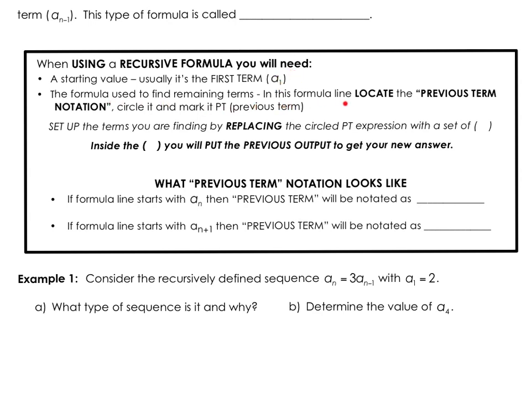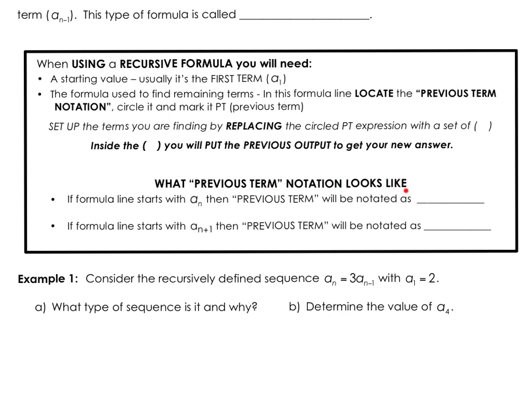In this formula line, you want to locate the previous term notation, however they're writing previous term, circle it and mark it with PT for previous term. Then you'll set up the terms you are finding by replacing the circled previous term expression with a set of parentheses. And then inside the parentheses, you will put the previous output to get your new answer.